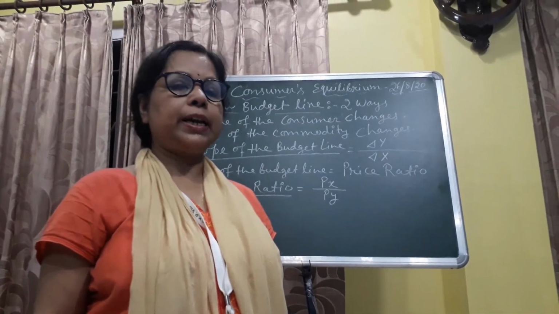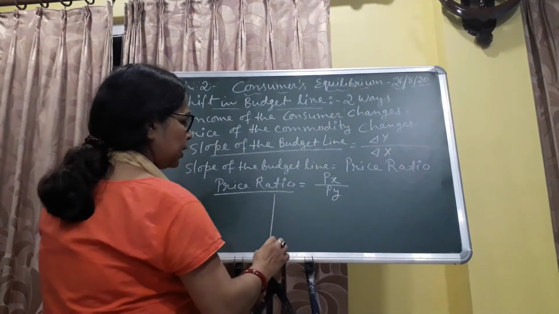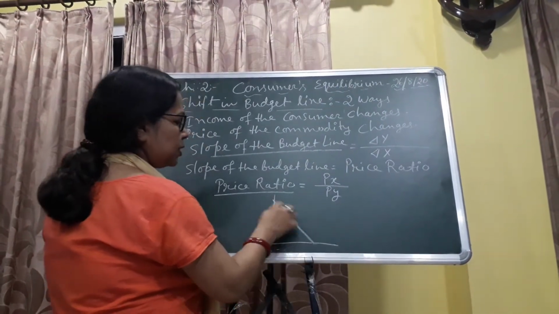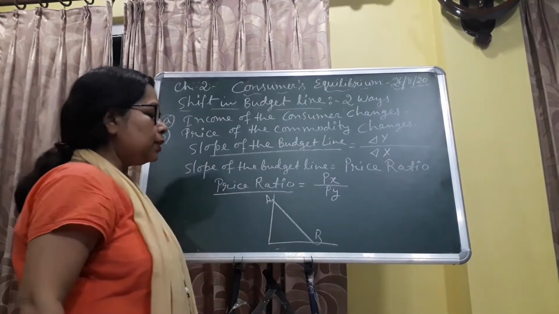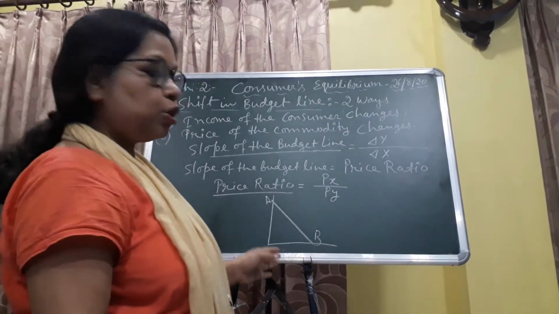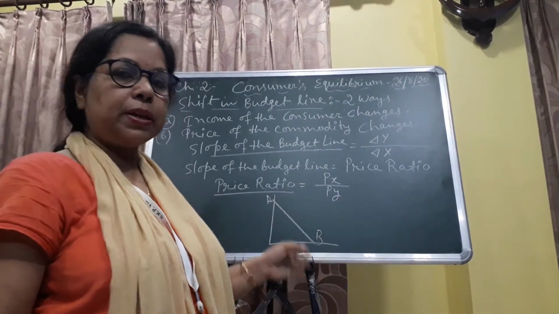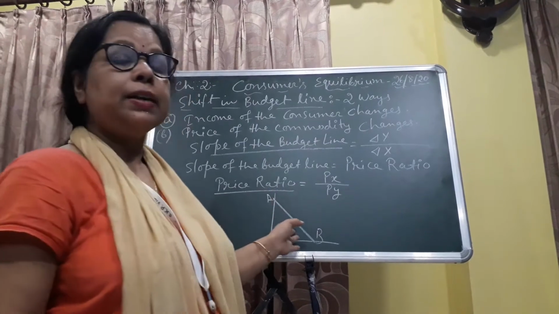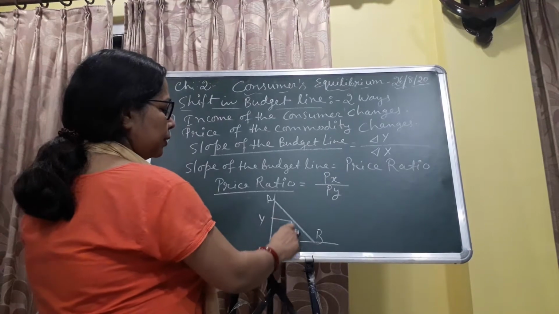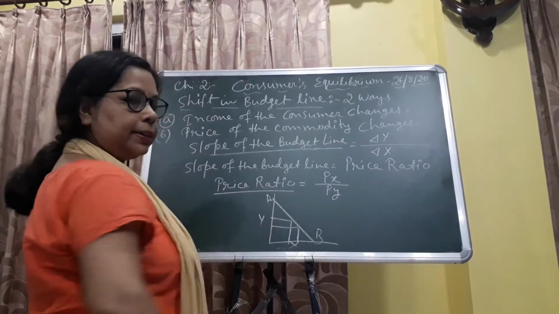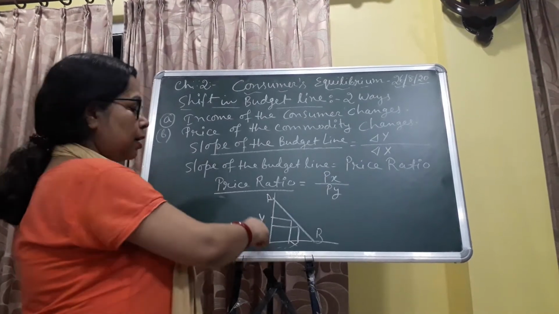And you know that the shape of the budget line is downward sloping. This is the budget line AB. In the previous class I explained how this line is downward sloping, and in the properties I told you that the budget line is downward sloping and a straight line. Why downward sloping? Because when we increase x, then y decreases. So increasing an extra 1 unit of x decreases the commodity y.